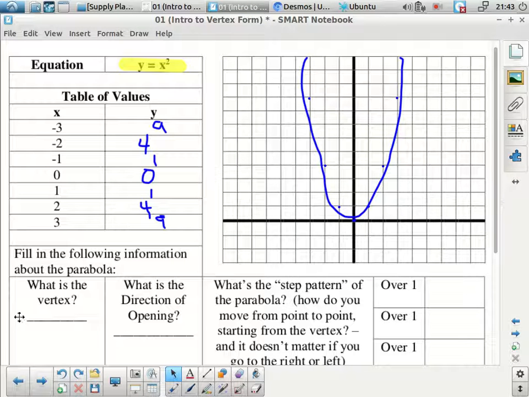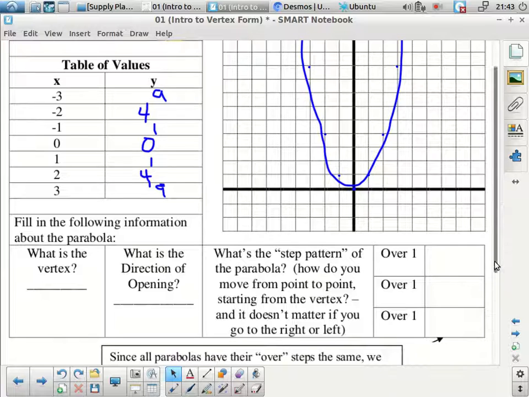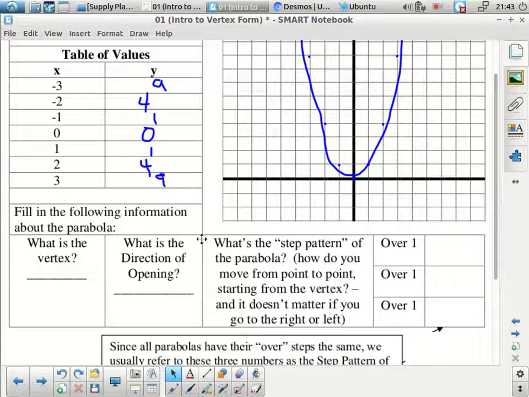So what are these other things that we're filling in down here? First, the vertex. The vertex is either the highest or lowest point on the parabola. Basically, it's the spot where it turns around. So here, that's going to be my lowest point on the graph. This is my vertex right here. What you are going to be writing here is the coordinates of the vertex. That's at the origin, so in this case, my coordinates are 0 and 0. And again, here that was the lowest point in my table.